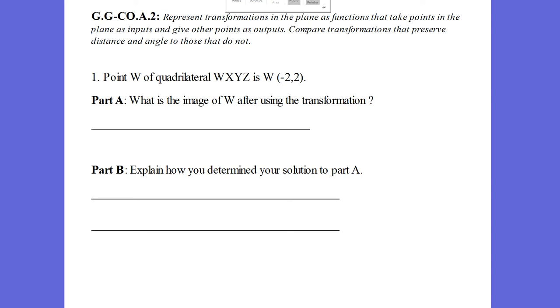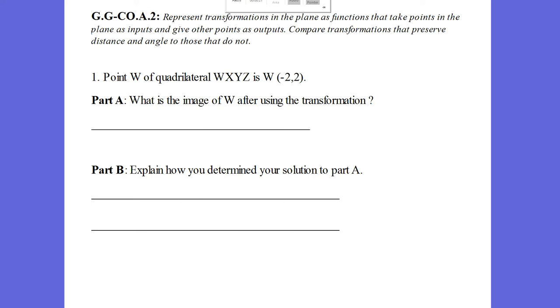All right, so this is going to be the geometry, and it is Unit 4. No, Unit 3, I'm sorry. Unit 3 Transformation Review. All right, so you guys already have yours done, right?